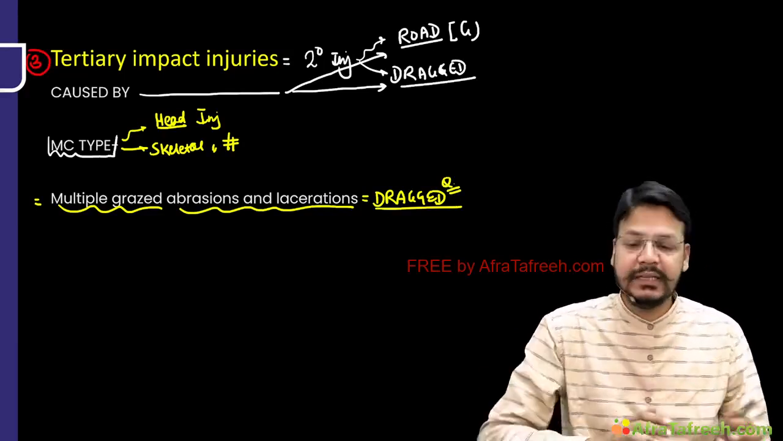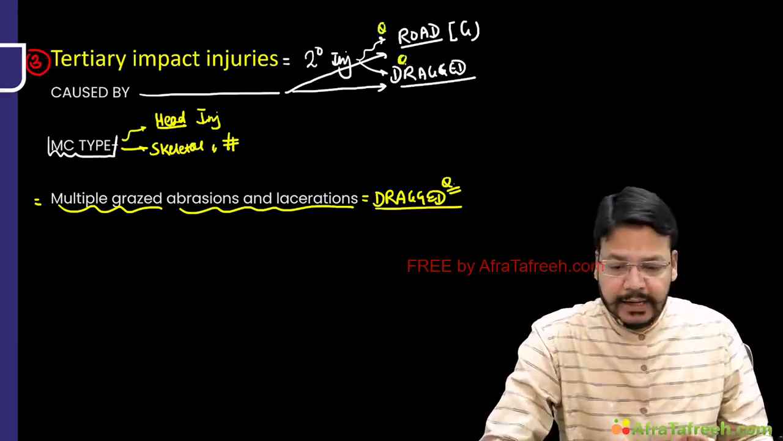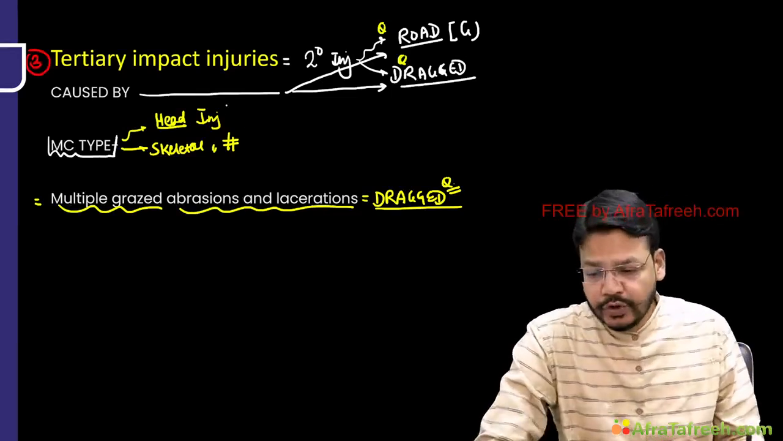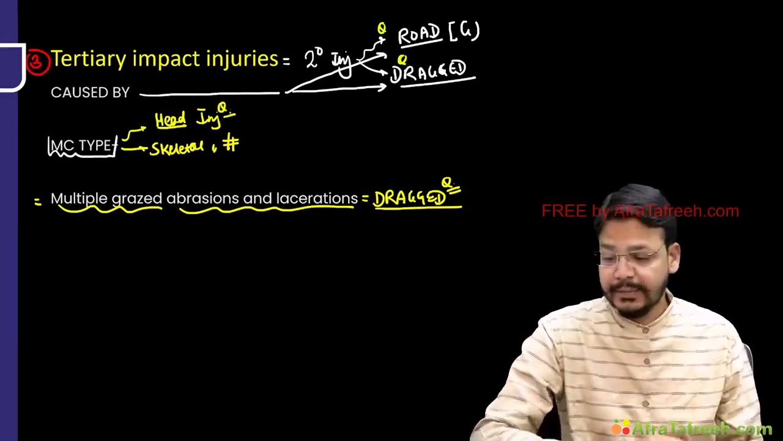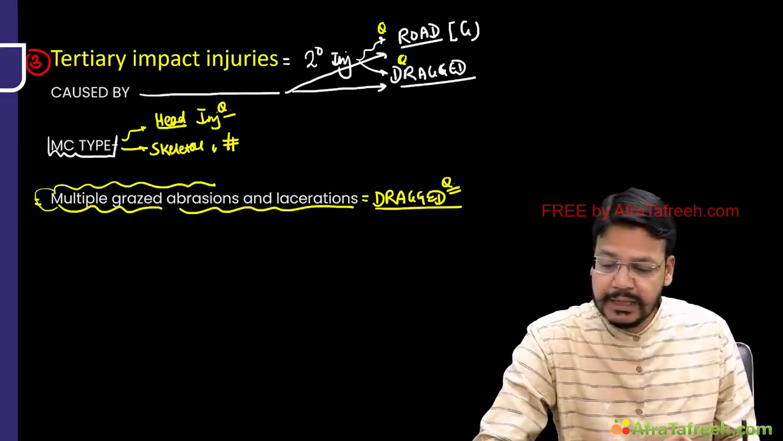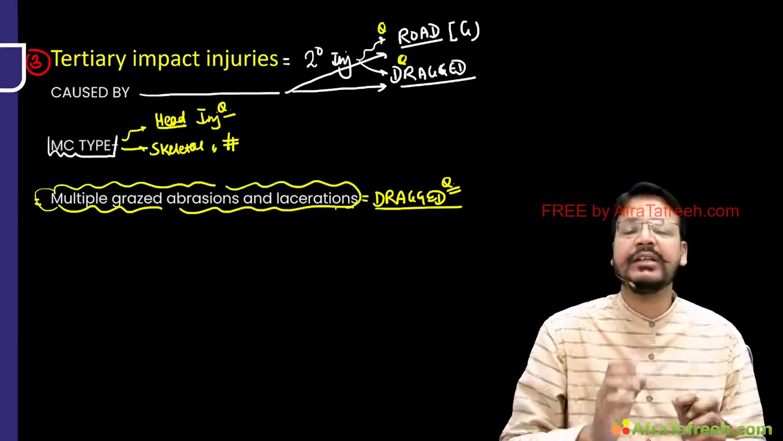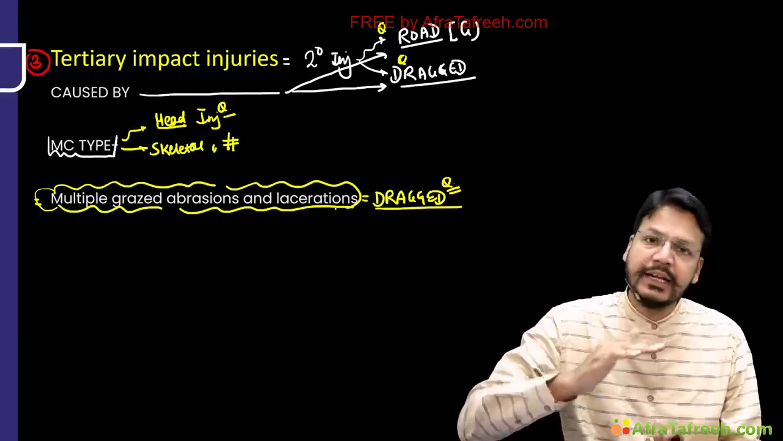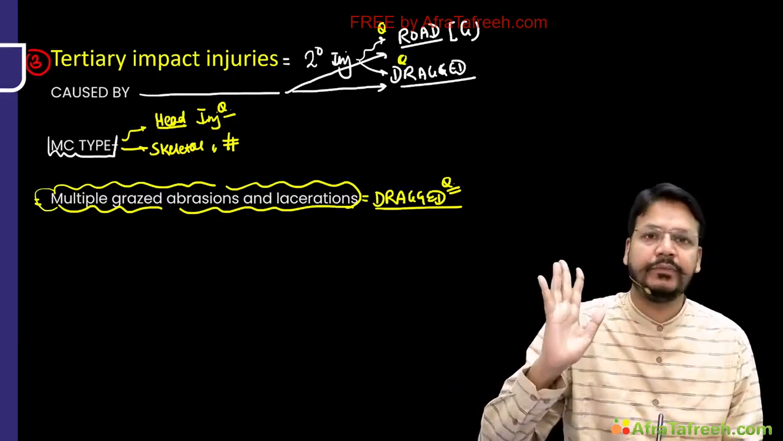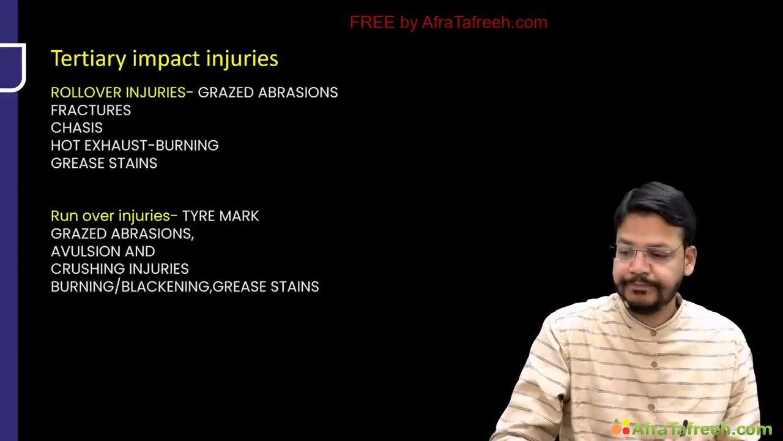So again, I am revising. These are produced by dragging over the road, and the most common type is head injury, skeletal injury. But sir, if you find multiple grazed abrasion or laceration, definitely it is because you are being dragged. So these are three possible injuries.